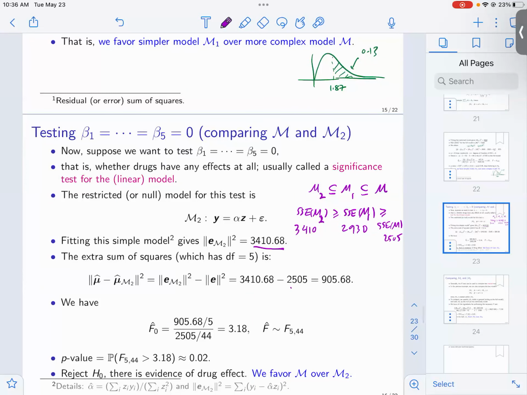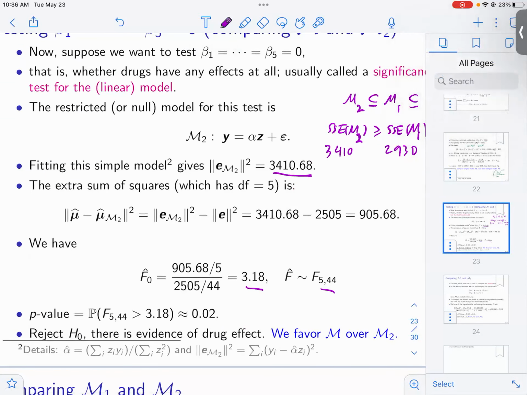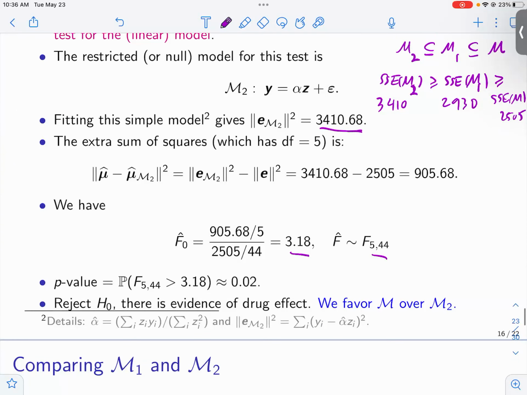So you compute this. The difference with the original model SSE would be 900 divided by 5. The denominator is the same. 3.8 compared with the quantiles of F with 5 and 44. And in this case, you do not reject. So the p-value turns out to be 0.02. Compared with the arbitrary threshold, it's fine. So we do not reject H naught. Sorry, actually, we reject H naught. So we favor M over M2. So it's a little bit tricky. So you favor M over M2.